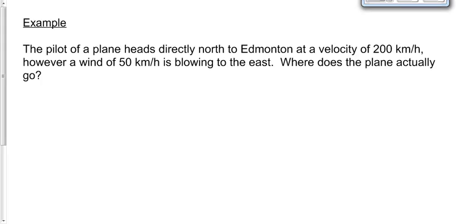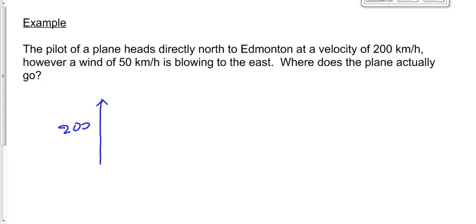Something is to the north at 200. Is that a solid or a dotted line vector? That's a solid because that contributes to where we go, right? Where I aim or where I head contributes to where I go. It's not necessarily where I go, but it contributes to it. So I'm going to draw a solid line vector to the north, 200 kilometers per hour.